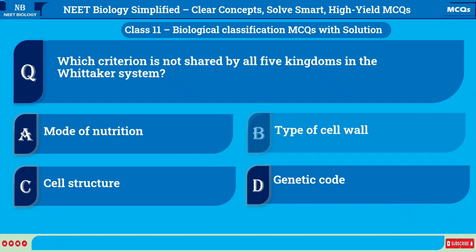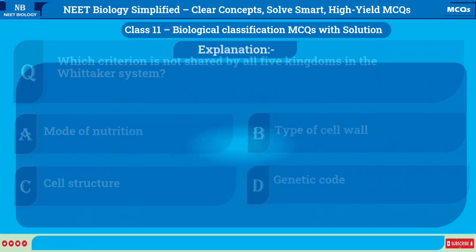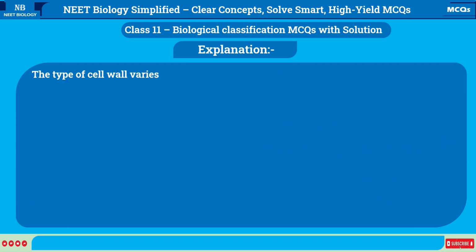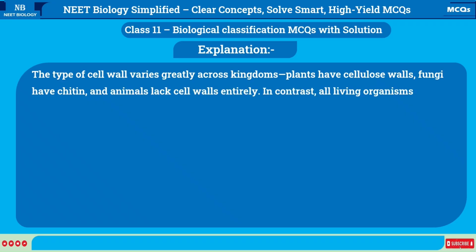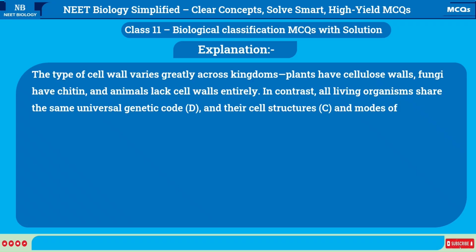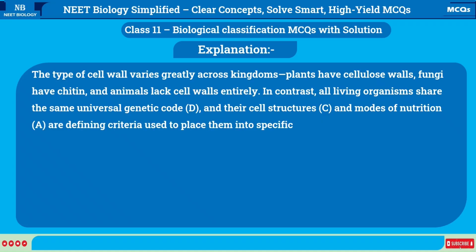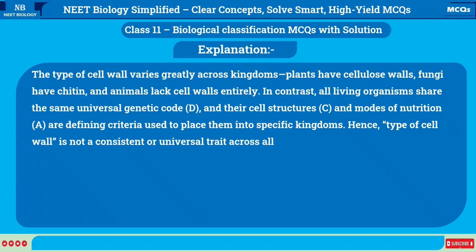Correct answer is B. Type of cell wall. Explanation: the type of cell wall varies greatly across kingdoms. Plants have cellulose walls, fungi have chitin, and animals lack cell walls entirely. In contrast, all living organisms share the same universal genetic code, D, and their cell structures, C, and modes of nutrition, A, are defining criteria used to place them into specific kingdoms. Hence, type of cell wall is not a consistent or universal trait across all 5 kingdoms.